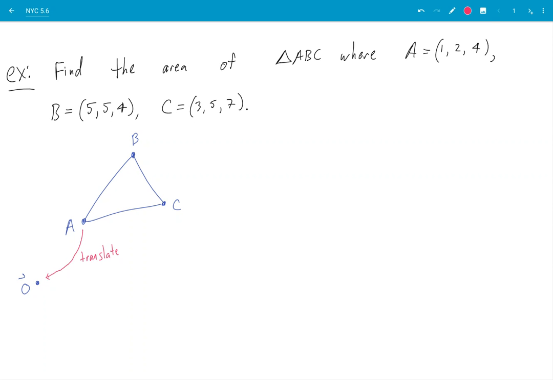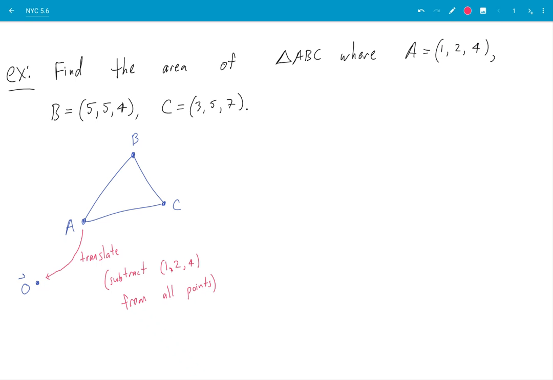So let's write that: 1, 2, 4 from all 3 points. Okay, that will preserve the area we're looking for, but it'll make our life a bit easier.